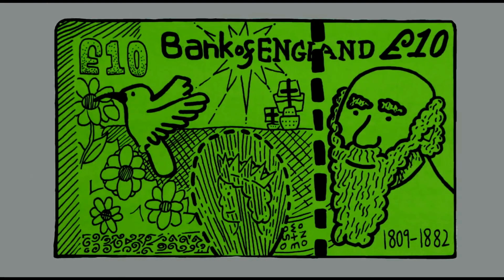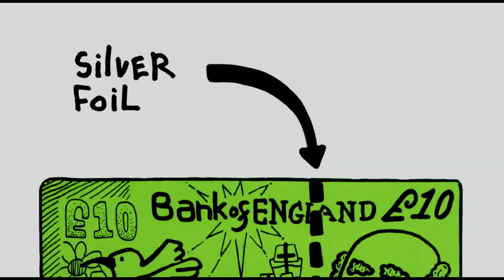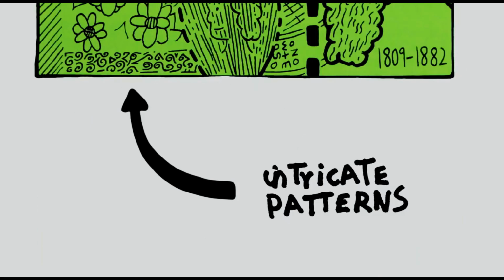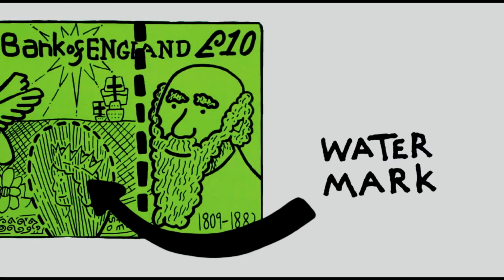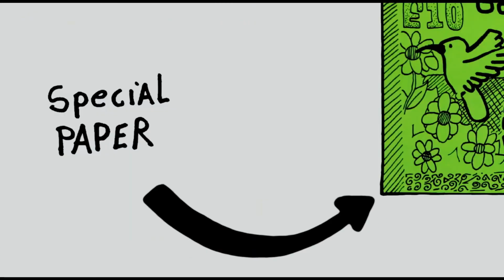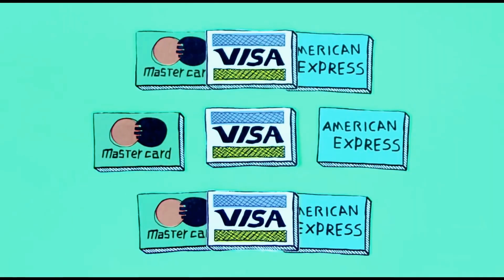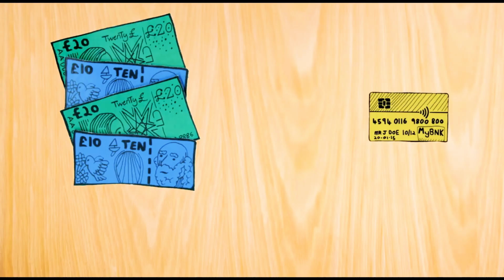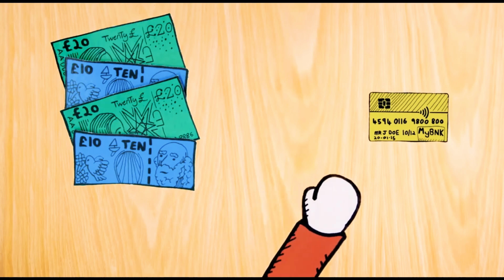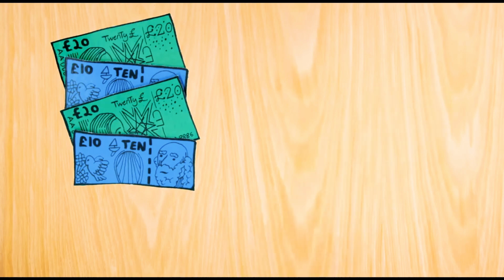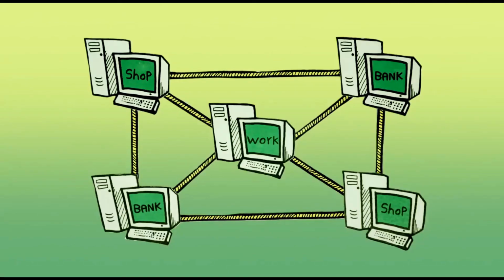Over time, more and more security features have been added to notes to stop them being copied, as well as getting smaller so they now fit into our pockets. Money has continued to change, and in the 1950s, credit cards were invented. Cards mean that now we don't need to carry notes and coins around to pay for stuff. In recent years, with better computers and internet technology, we don't even need to be there to pay for a product. Most of the money in the world is now, in fact, invisible.